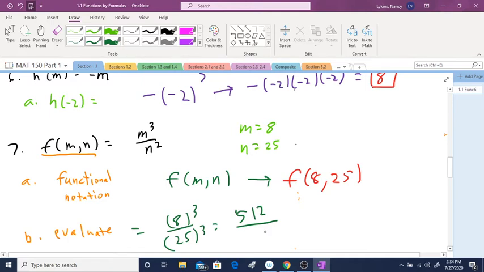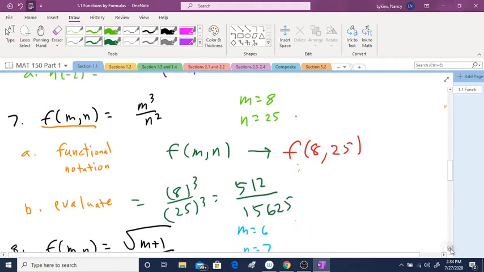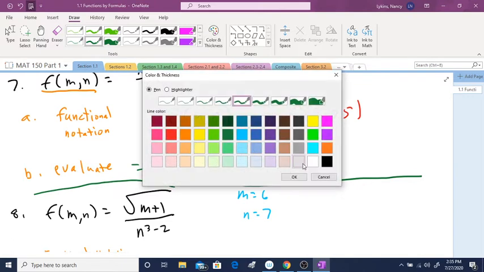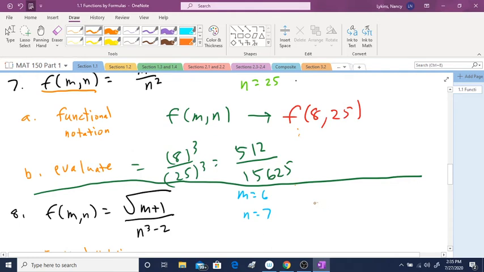It's going to be a bigger number. It's going to be 15,625. Now I cannot reduce this anymore because your 8 and your 25 do not reduce. Okay. Now what about I have this f of m comma n. Now I've got the square root of m plus 1 over n to the third minus 2. Well, in this case, what I want you to do is, okay, we're going to substitute this in.